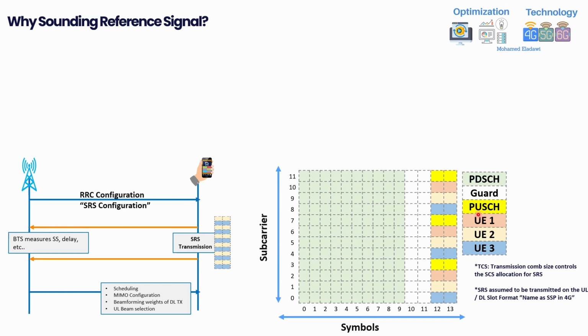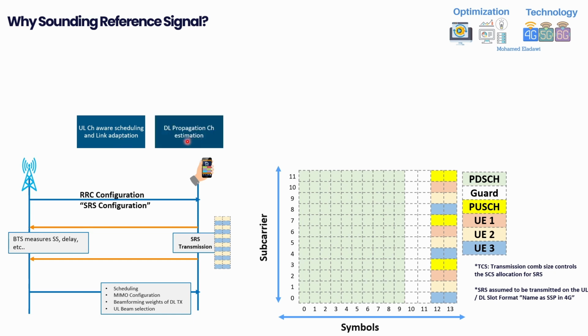One more last point: SRS is not only used for uplink channel-aware scheduling or uplink channel propagation estimation, it can also be used for downlink channel estimation. And this is very, very important because, as you know, in TDD the frequency in uplink and downlink is the same, right?